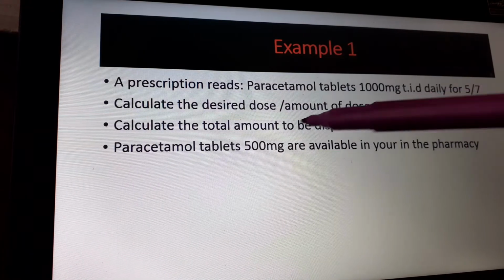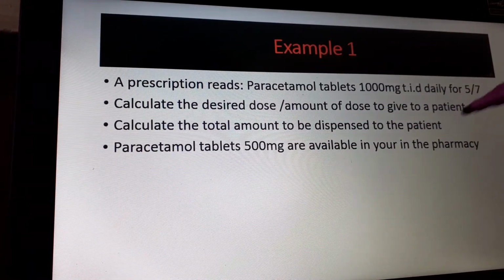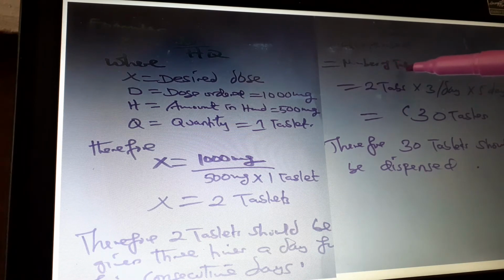From the second, calculate the total amount to be dispensed to the patient. Now, how much will you give to the patient? Total amount to be dispensed. You have the number of tablets to be given in a desired dose times number of doses in a day times number of days.